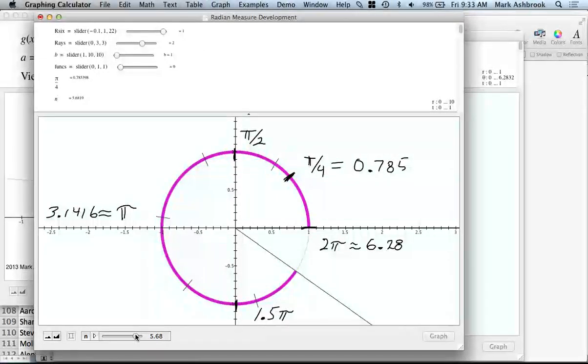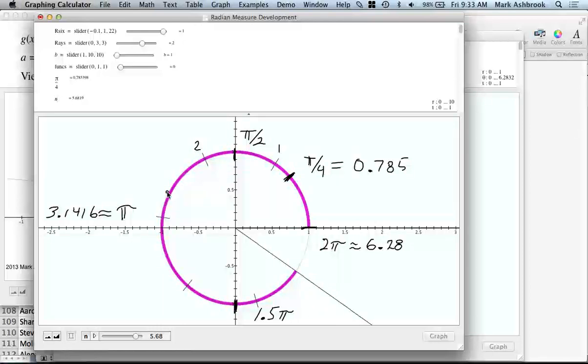Okay, so estimate 1.5 pi, the bottom of the circle. Estimate, based on looking at number of radius lengths, what would you think that would be? Right there. What would you estimate 1.5 pi to be based on looking at whole numbers of radius lengths? Who's got a guess? Miles, what would you guess? How many radius lengths to get here? 1.